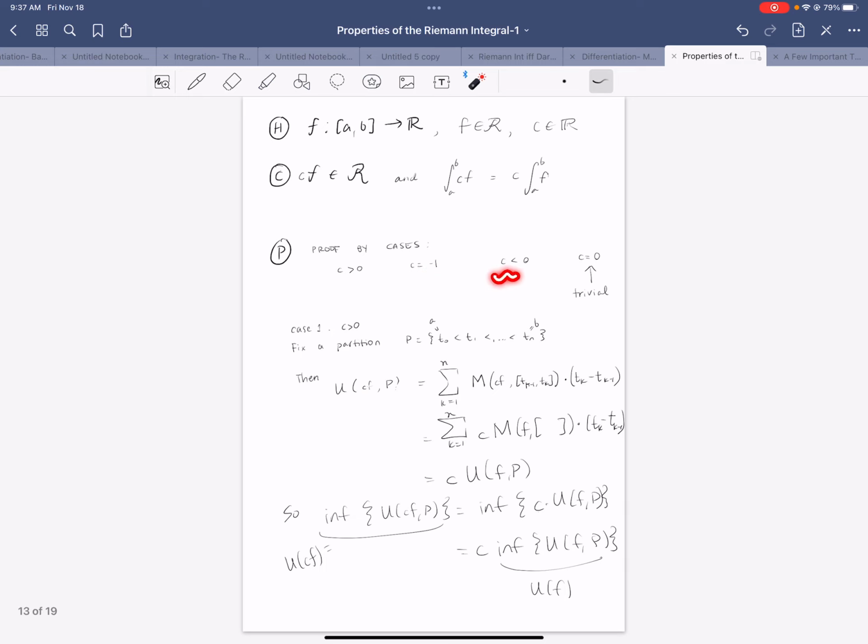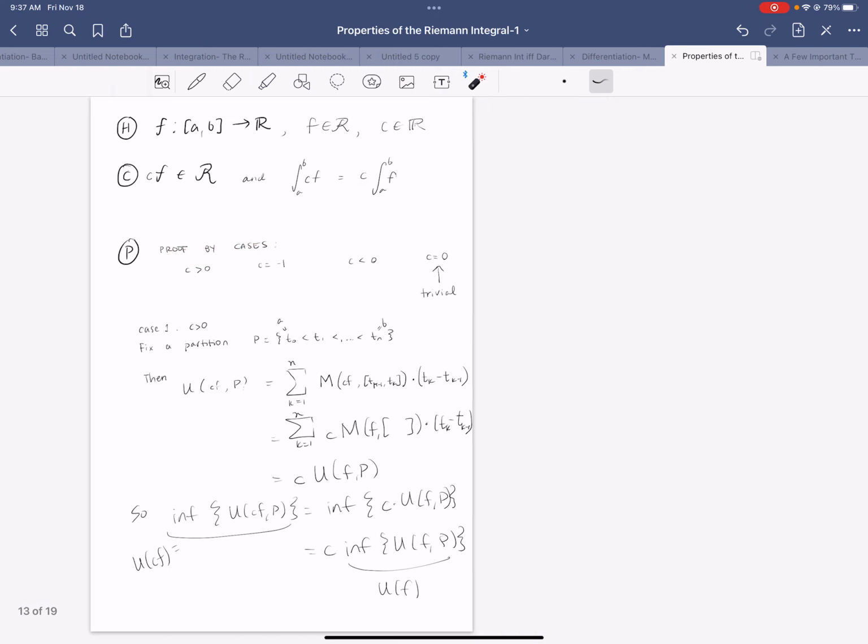And then lastly, if you have a negative number C, you just say, well, if C is less than 0, then minus C is bigger than 0. So you can apply this and this to compute the integral. Okay, all right.